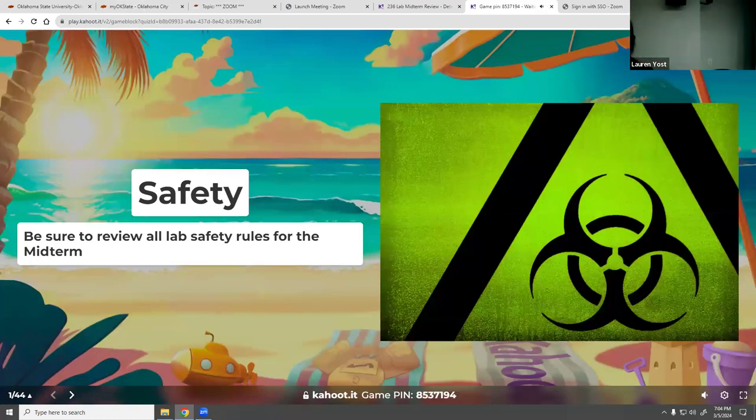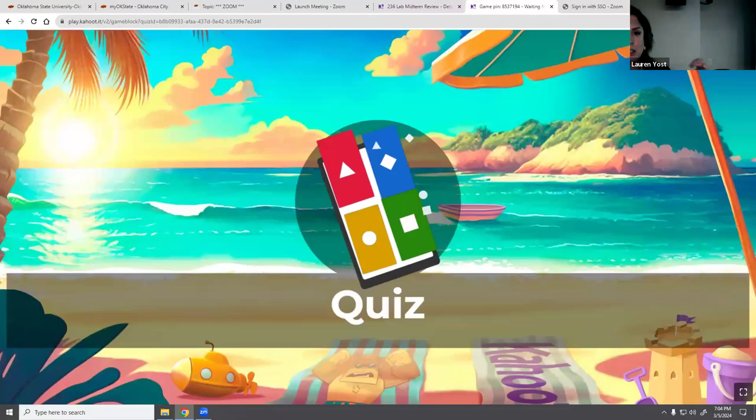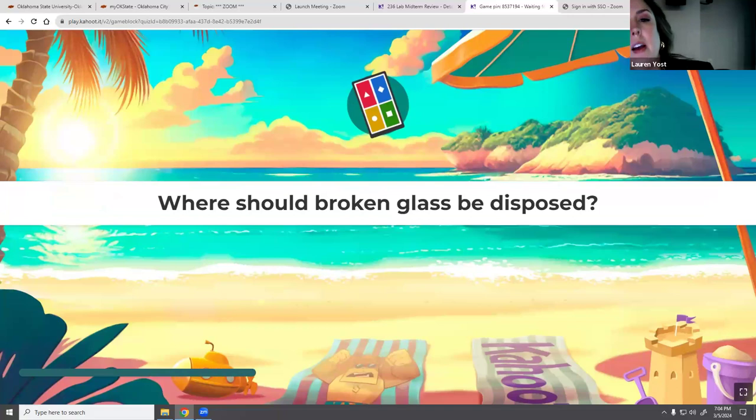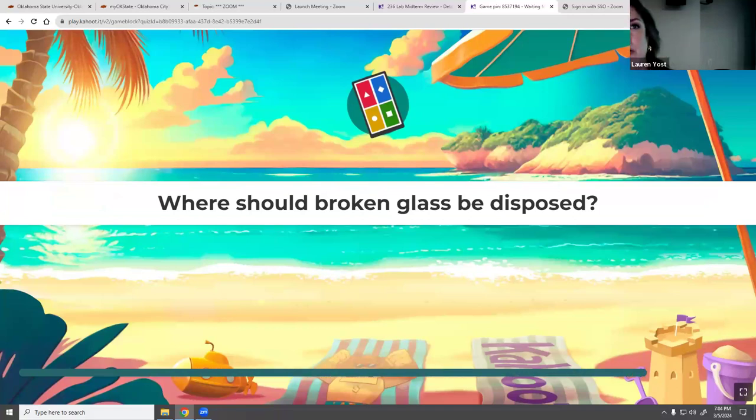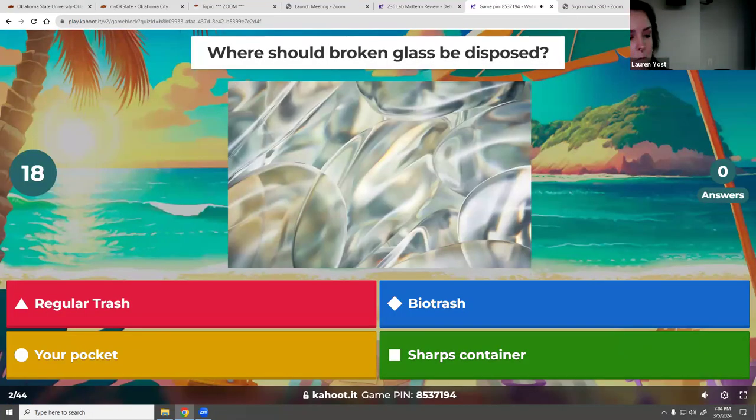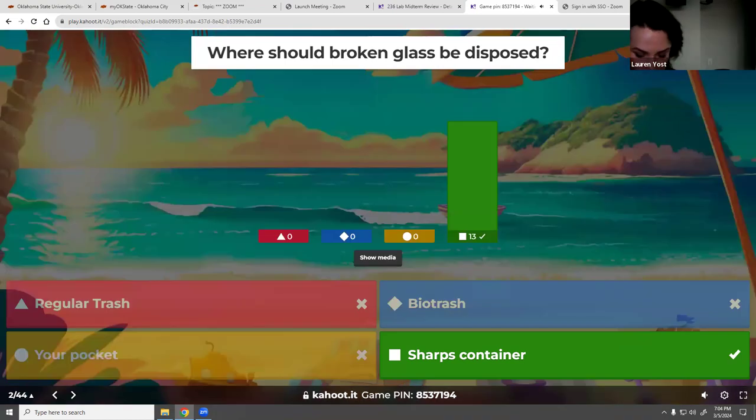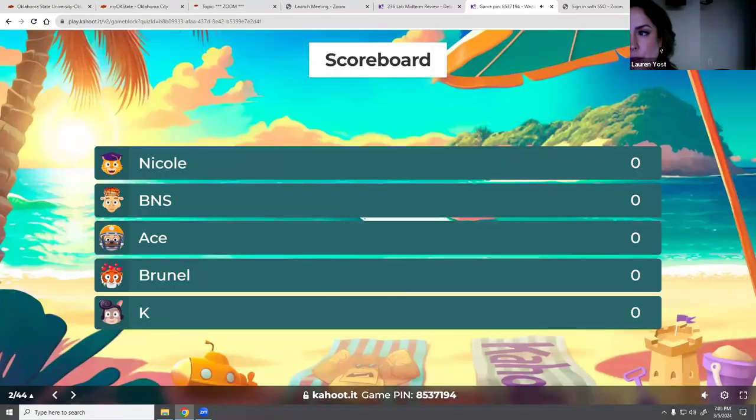Okay, safety stuff. There might be a question or two about safety. It's not going to be anything crazy. It's going to be something like this one, which would be like, where should broken glass be disposed? Yes, a sharps container, that one should be pretty straightforward.